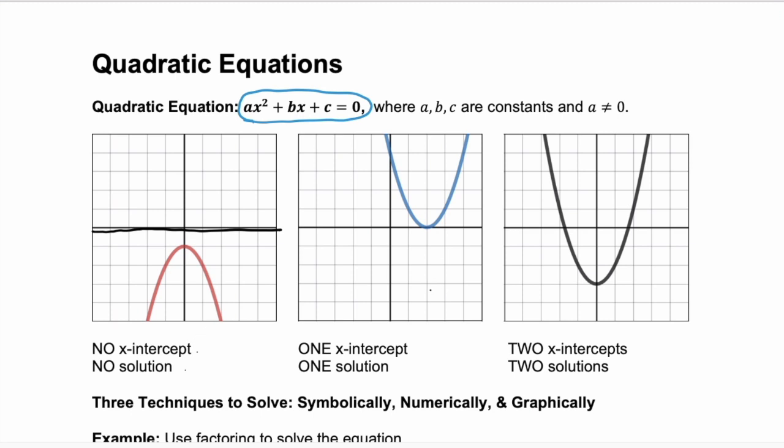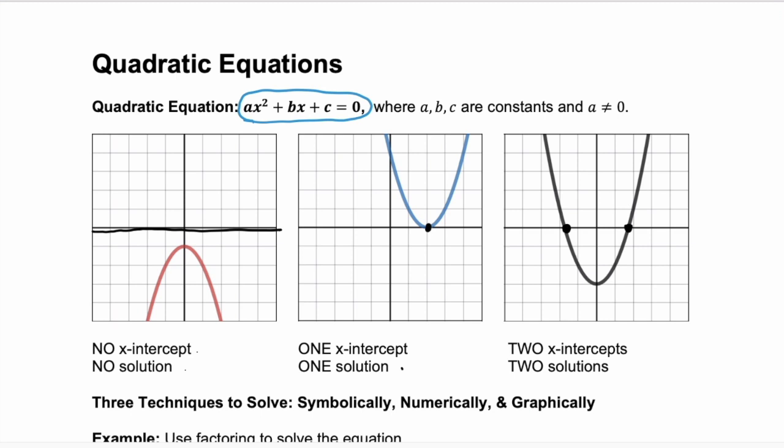In the second example, this quadratic is opening upward, and it crosses the x-axis here. Actually, the vertex is touching the x-axis. Since there is one x-intercept, there's exactly one solution for this quadratic. And then the third possibility, on this third graph, we have two intercepts. These two places where our graph is crossing the x-axis, those two intercepts would be the two solutions for this quadratic equation.